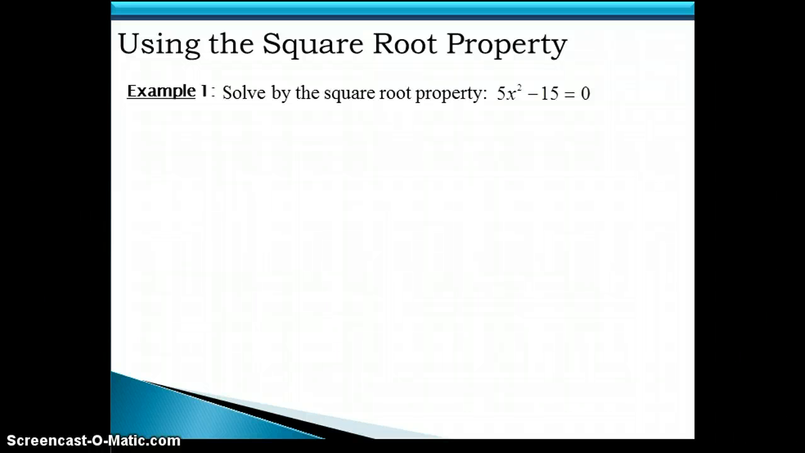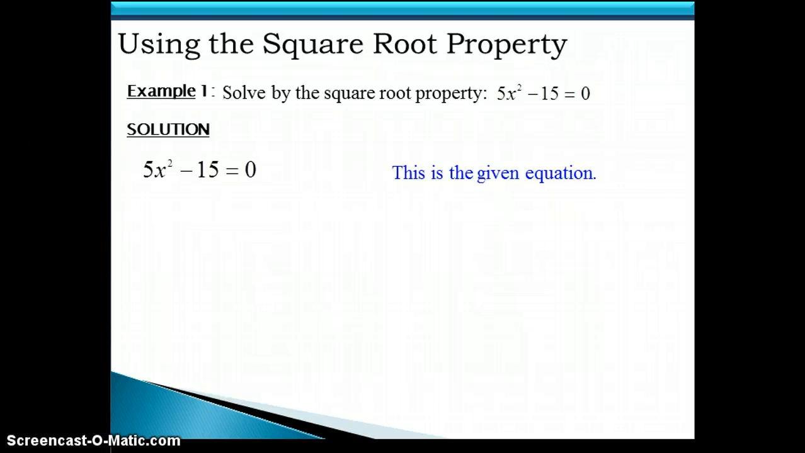In this first example, we want to solve 5x squared minus 15 equals 0 using the square root property. So here's our given equation. To solve equations with the square root property, your first step is to isolate the perfect square involving x. So here we want to isolate x squared. We can do this by adding 15 to both sides and dividing both sides by 5, and that will give us x squared equals 3.